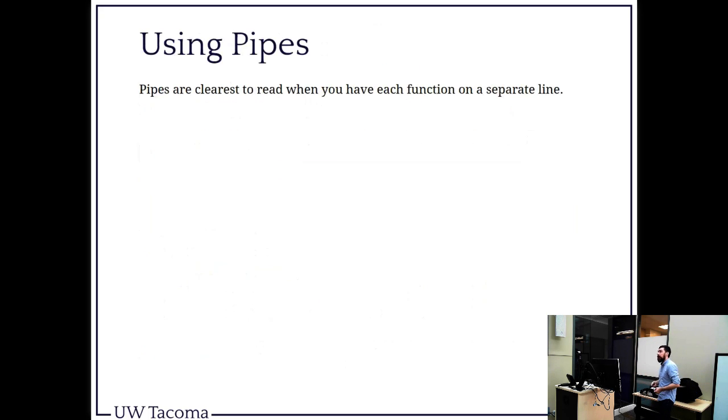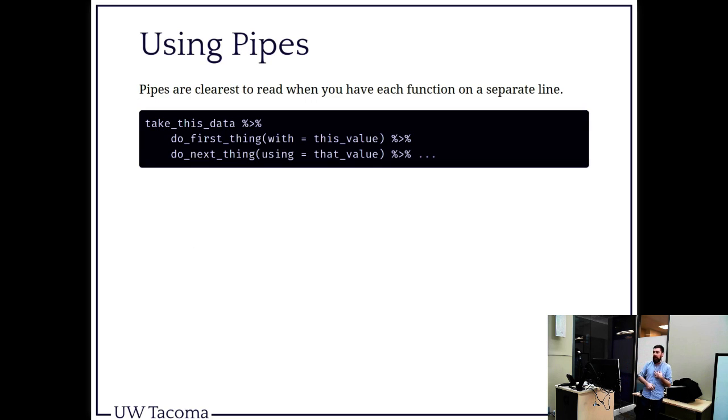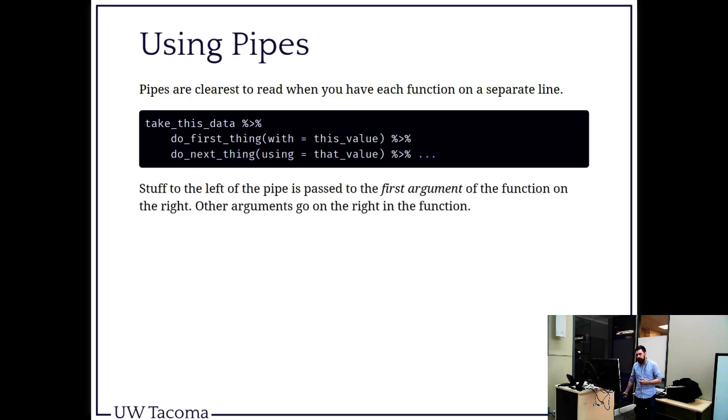Okay, so using pipes, in my opinion, pipes are clearest to read when you have each function on a separate line. It'd be something like, we take these data at the start, we do a first thing with some value, we pipe it to the next line, we do the next thing with some value. It's not real R code, so if you attempt to write it, it's going to yell at you. But you could do this and just keep going on and on, line by line.